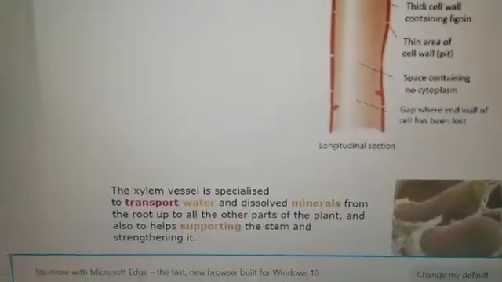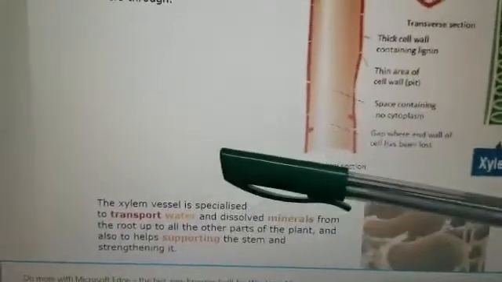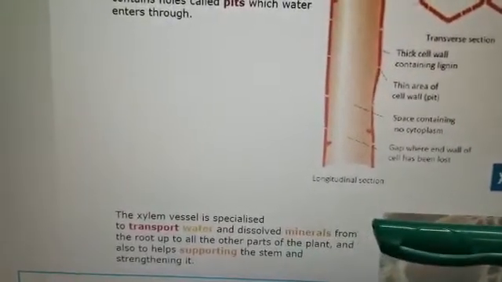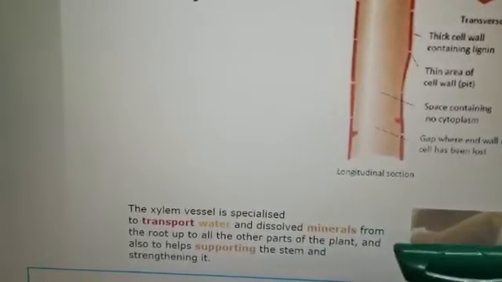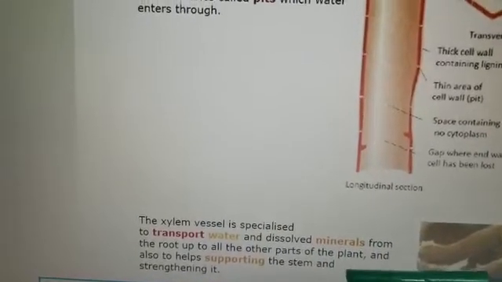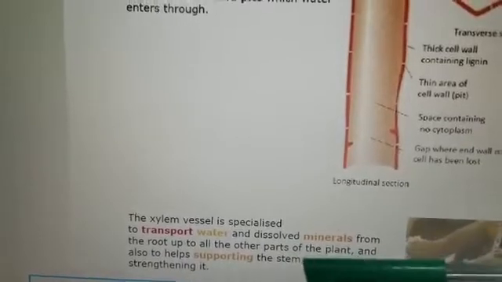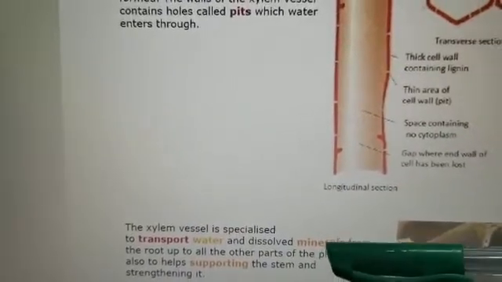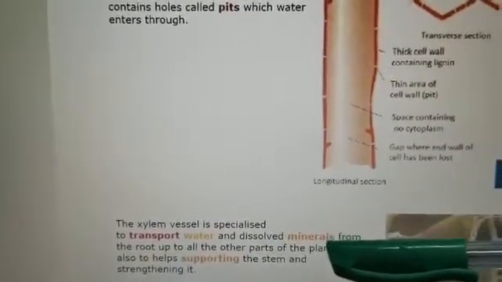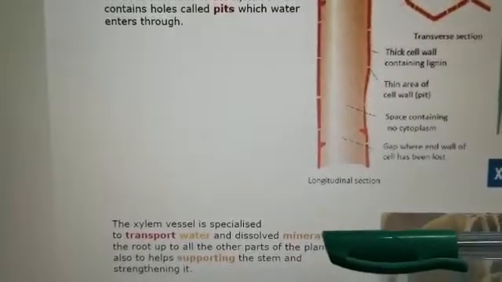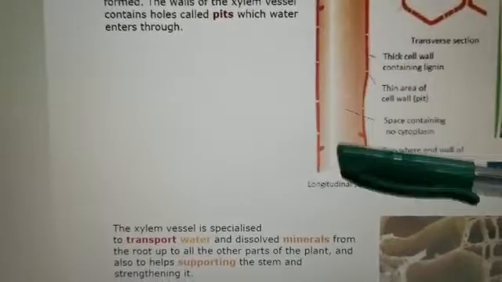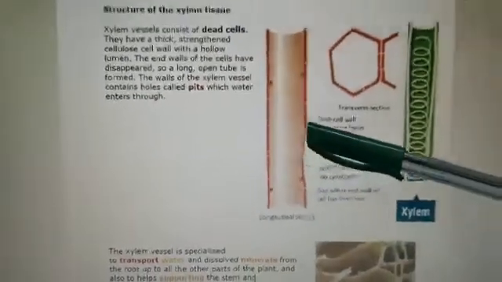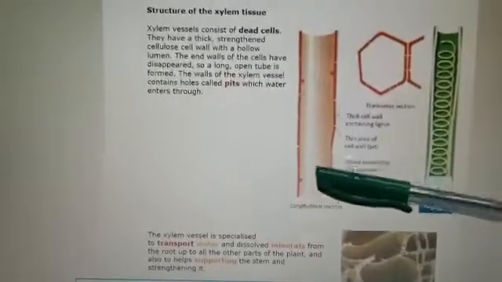Then you can see here that the xylem vessel is specialized to transport water and dissolved minerals from the root up to all other parts of the plant, and it also helps in supporting and strengthening the stem. These are the function and structure of the xylem tissue.